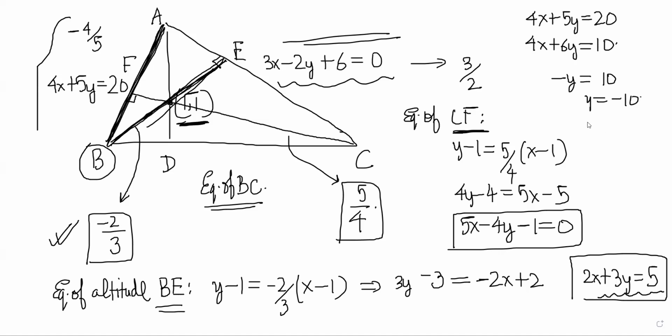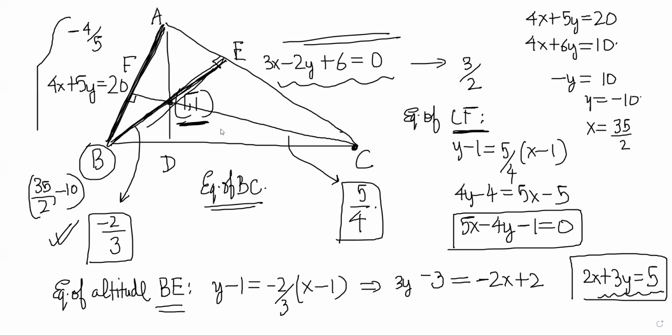If y is minus 10, then 2x is equal to 5 minus 3y. So 5 plus 30, 35, x is 35 by 2. So my B point is coming out to be (35 by 2, minus 10), right? And similarly, I will find the C point also.